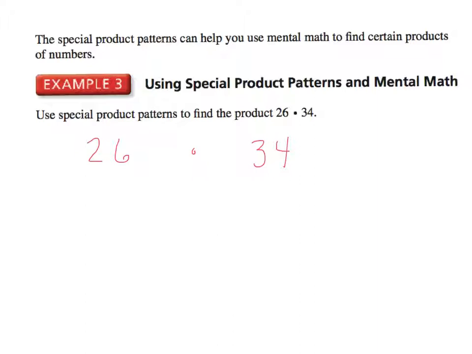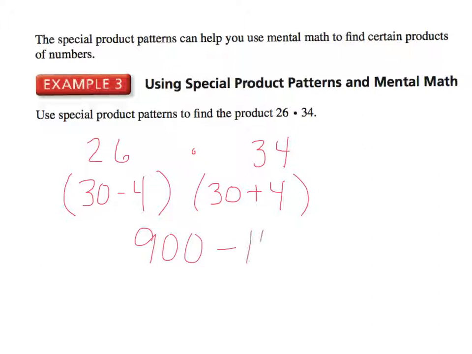But 26 and 34 are close to 30. So how do you get 26? You get 30 minus 4. How do I get 34 from 30? I do 30 plus 4. Notice that both 26 and 34 are both 4 away from 30. So I can rewrite it like this and do it completely in my head. 30 times 30 is 900. 4 times 4 is 16. 900 minus 16 gives me 884. So that is a method or a tool that you can use to multiply basic numbers that are the same distance away from something.